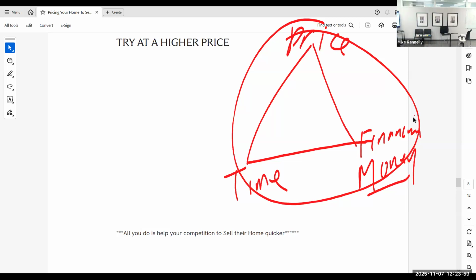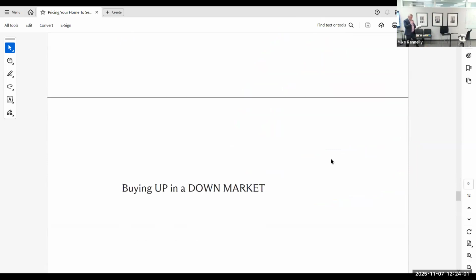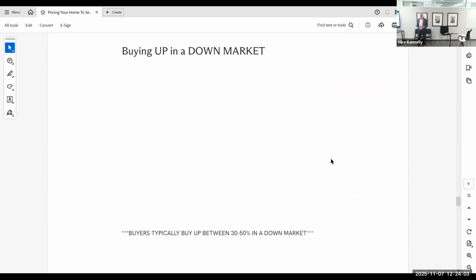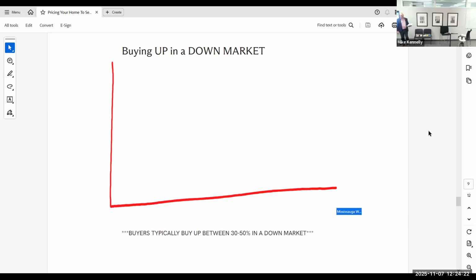Next one. This one's a little bit more complicated. But it actually works right now in this kind of marketplace. Buying up in a down market, okay? We are in a down or declining, or some of you think bottom market. So this kind of strategy does kind of work in this marketplace. So this is a homeowner that has their house and they want to buy up, which we're actually experiencing quite often with our clientele, right?